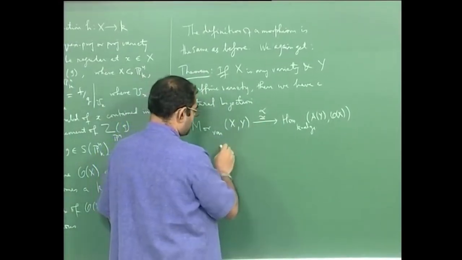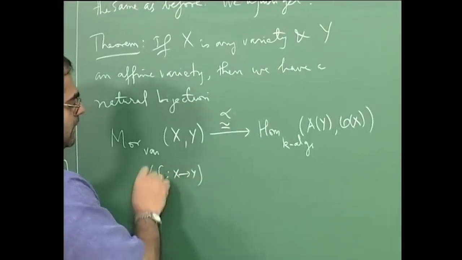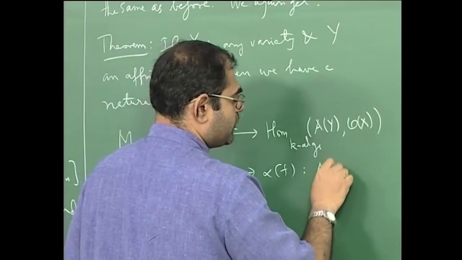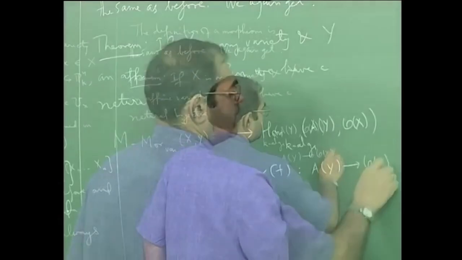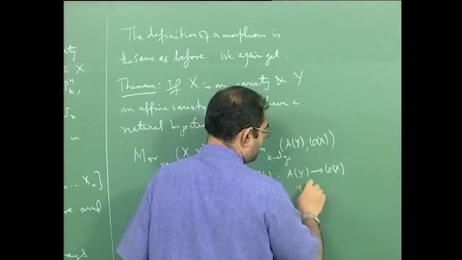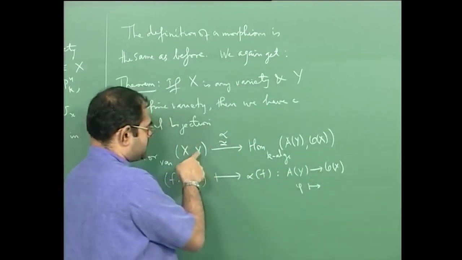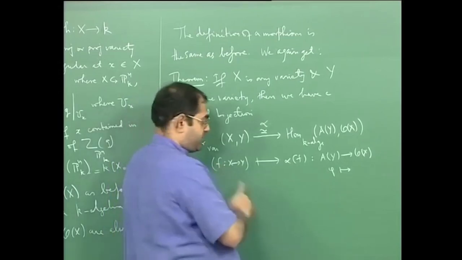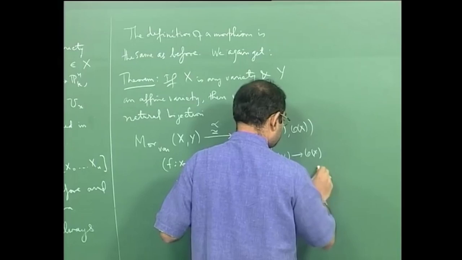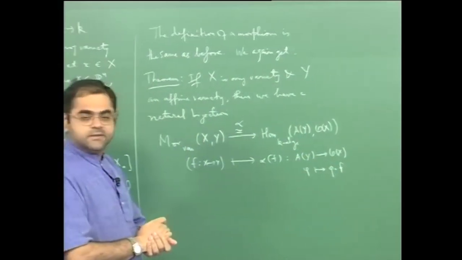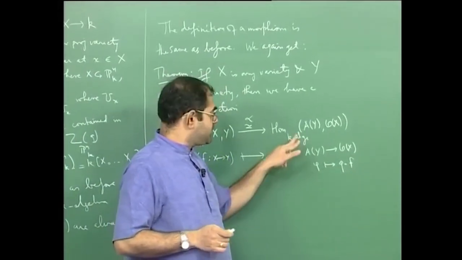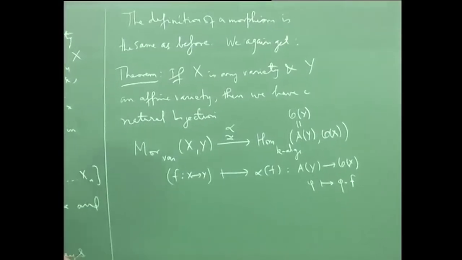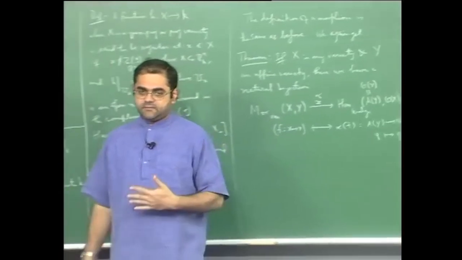And what was this map? If you give me a morphism f from X to Y, then it goes to alpha f, which is just a pullback of regular functions. It is a map from AY to OX, which will pull back a regular function phi on Y to phi composed with f, a regular function on X. So first apply f, then apply phi. This is just the pullback of regular functions, and you must remember that AY and OY are the same because Y is an affine variety. So the affine coordinate ring is the same as the global regular functions.